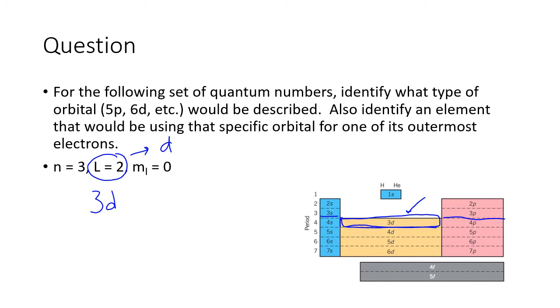The m sub l does not actually indicate what electron or what element it is. It just indicates that there is an orbital that has an electron that has m sub l equals 0. And so for this case, we could say that everything from scandium, which is the first element in that 3d block, all the way to zinc, any of those could be written down as examples of elements that would be using those electrons in their outermost orbitals.